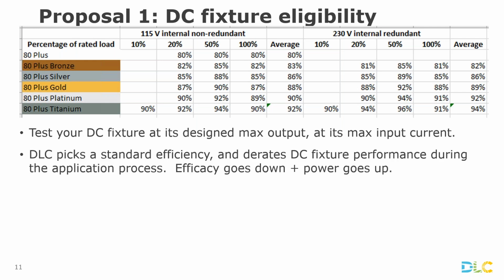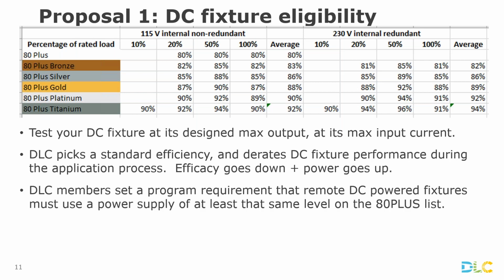Then we are proposing to pick a standard efficiency value and just derate the DC fixture performance during that process. It's going to be a single static transformation that's going to have the result of efficacy going down and the power going up. And these would be the numbers that go into the QPL. And these would essentially give the end user who's paying an electric bill based off of a utility electric meter, utility energy efficiency program, a way to compare apples to apples and oranges to oranges in terms of power loss and energy efficiency.